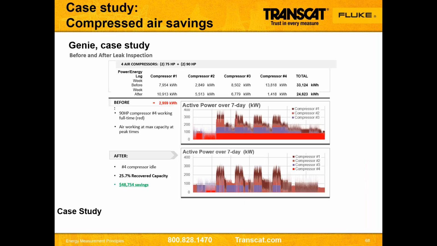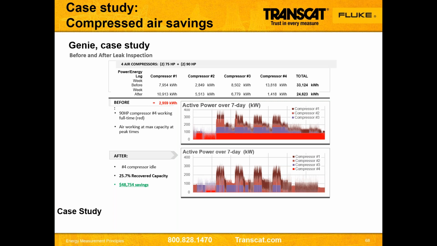So what if we could look at before and after? We did this with a company called Genie up in Washington State near Fluke. And we did a before and after on 4 compressors they had running constantly. And basically they make lift trucks. So in the course of a lift truck, how do I put that together?